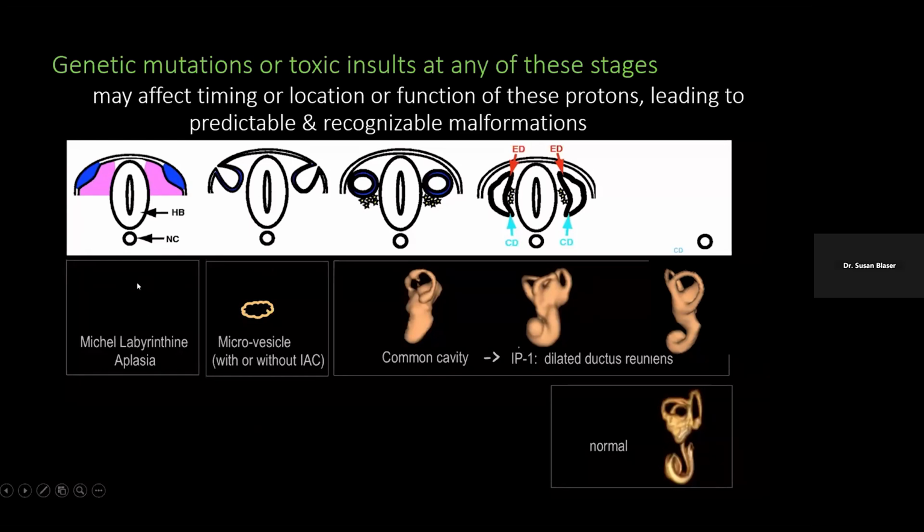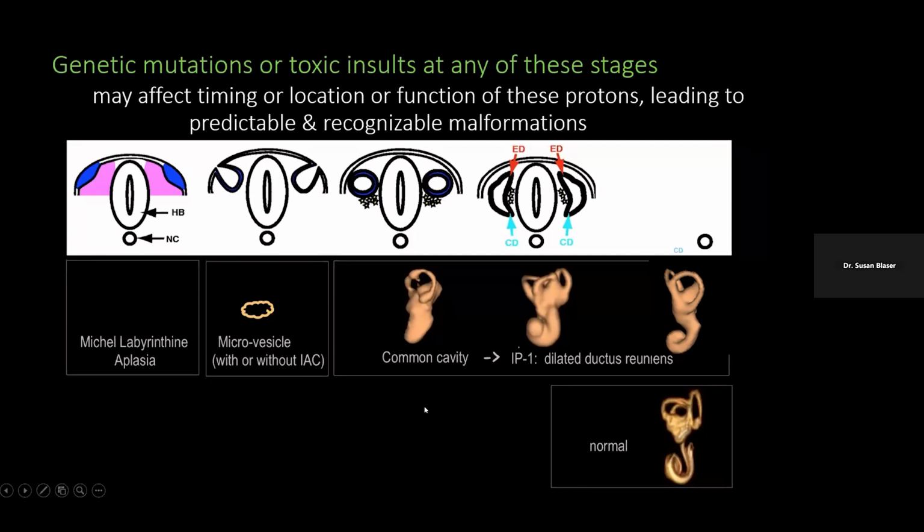We're not going to show Michel's labyrinthine aplasia, which would be an arrest at this particular stage, because it just shows no inner ear on your imaging. So make sure you look and count how many inner ears you have. There should be a right and a left, and if you're missing one, you ought to be thinking about a Michel's. Microvesicle means you've pinched off one of these little cysts and you haven't really gone on to form anything else. When you get to these next stages, you're starting to have common cavity and IP1s.